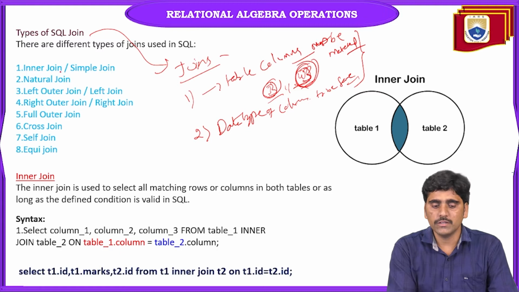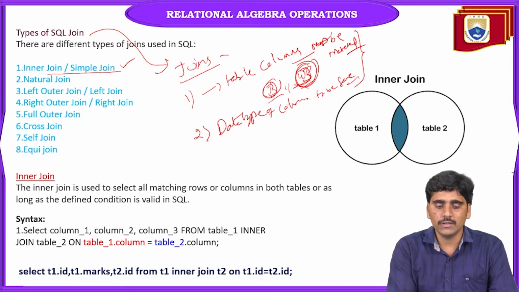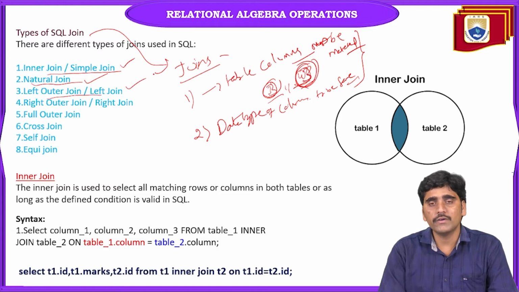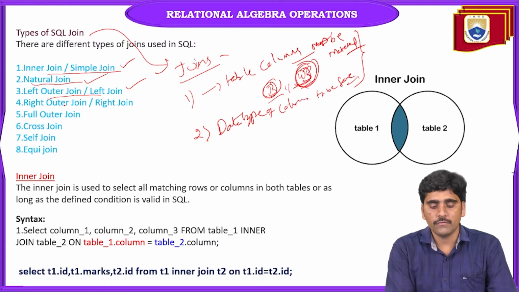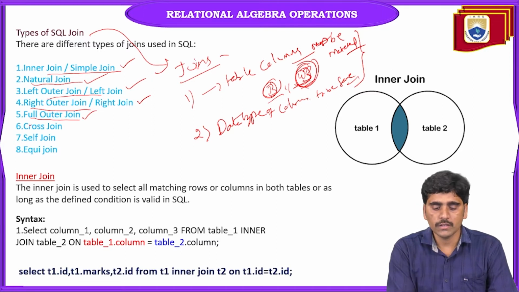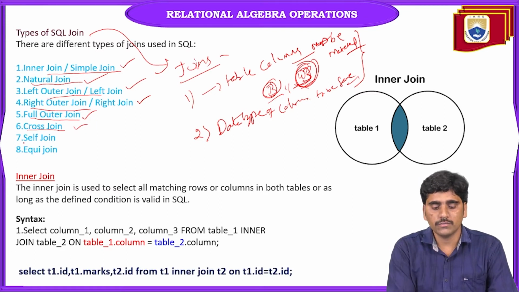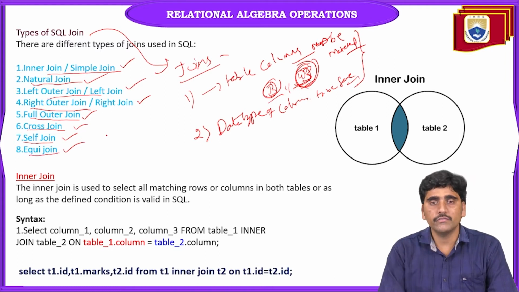The first one is inner join or simple join. The second one is natural join. The third one is left outer join or left join. The fourth one is right outer join or right join. The fifth one is full outer join. The sixth one is cross join. The seventh one is self join. And the eighth one is equi join.